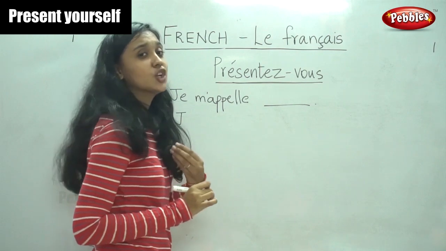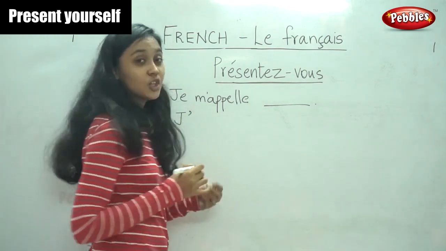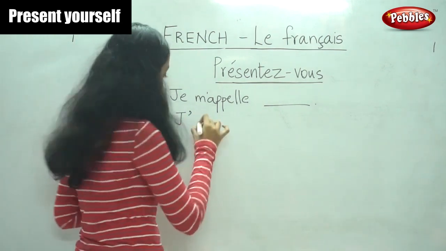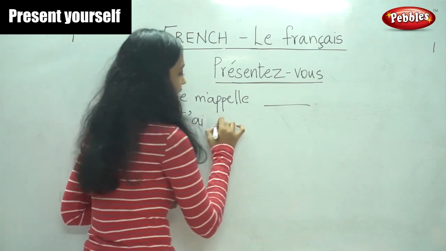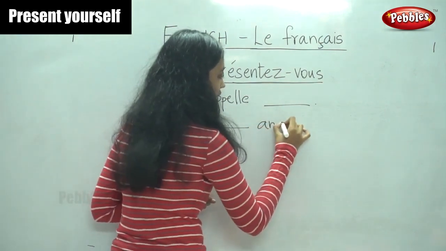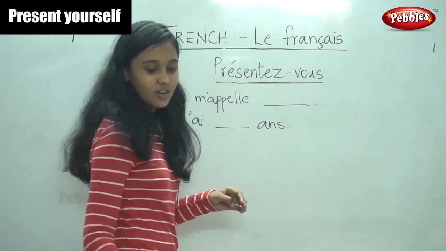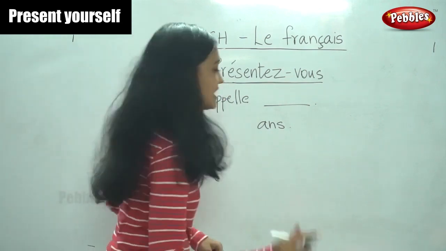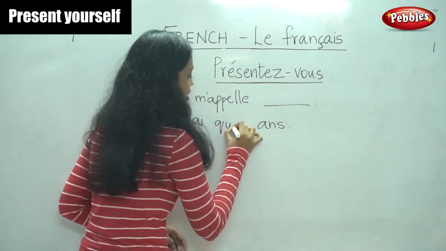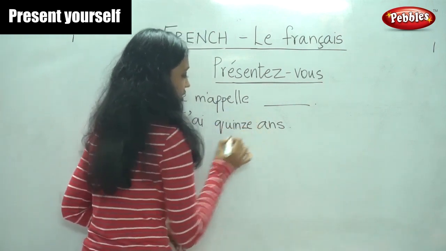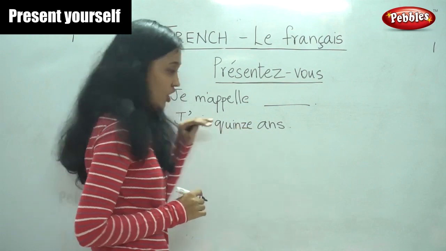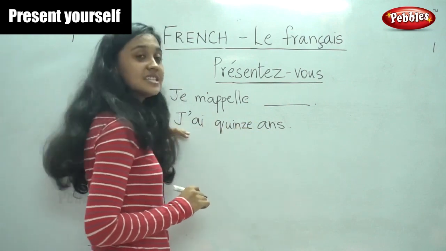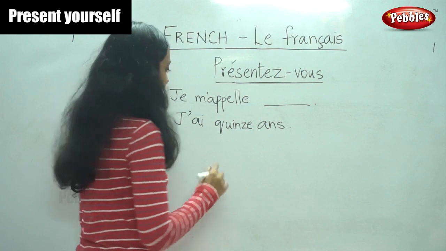The next one, you would say your age. And I already taught you the expression for saying your age. J'ai, your age, ans. So, let us say you're all students. So, approximately, let me say 15. So, j'ai 15 ans. See the pronunciation? It is j'ai 15 ans.